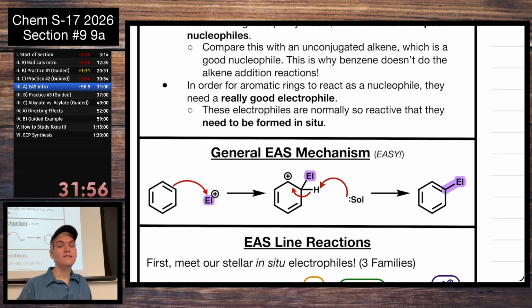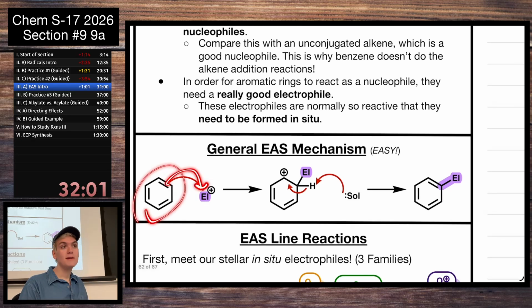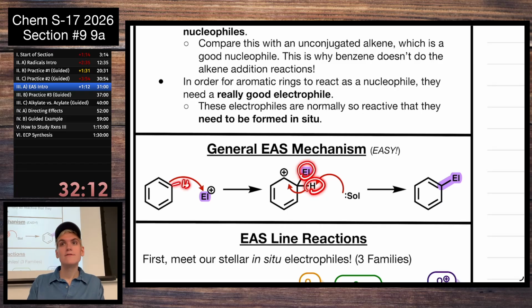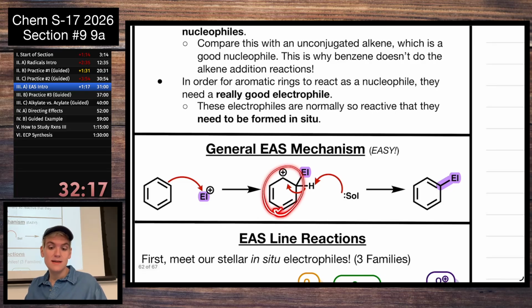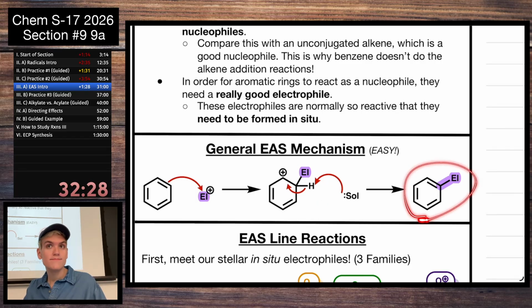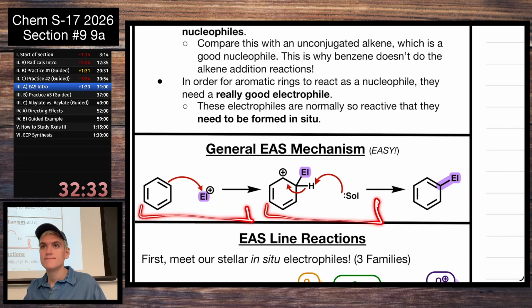Our general EAS mechanism is actually pretty easy. It's 2 steps. Our benzene goes and attacks a really great electrophile. When that happens, it robs this carbon of a bond, so it has a carbocation in the ring. And here we have an electrophile and the hydrogen that was originally there added for a brief moment. Then we restore aromaticity by removing a hydrogen. This is kind of like an E1-like step where we have a carbocation and we're doing elimination. And then we reform aromaticity. So our 2 steps are we attack the electrophile, and we restore aromaticity.